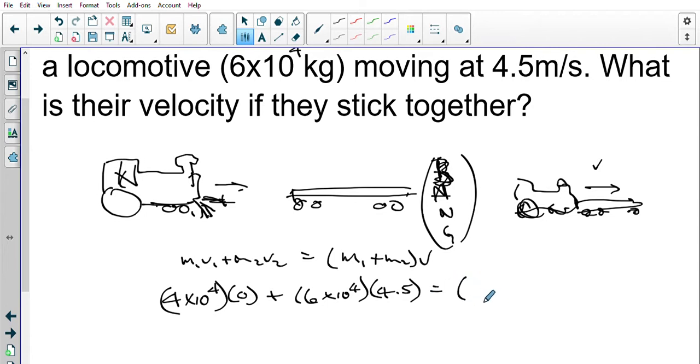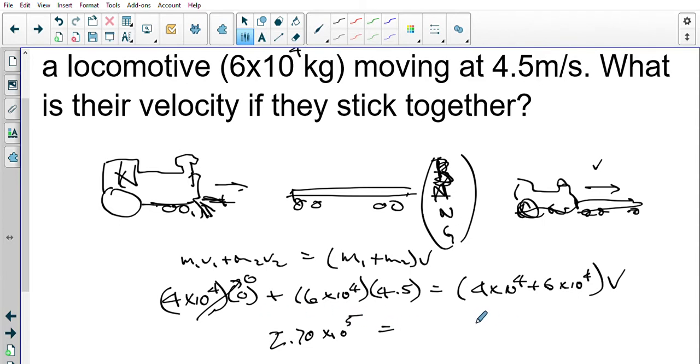is equal to the masses of 4 times 10 to the 4 plus 6 times 10 to the 4 times our velocity. So right away you can see this goes to 0. And you have 6 times 10 to the 4 times 4.5. That's 2.70 times 10 to the 5. And so this will be 4 times 10 to the 4 plus 6 times 10 to the 4.